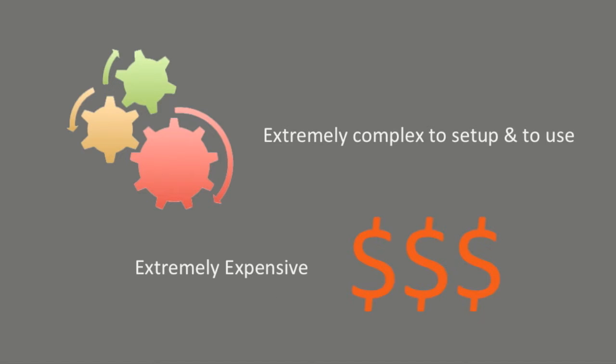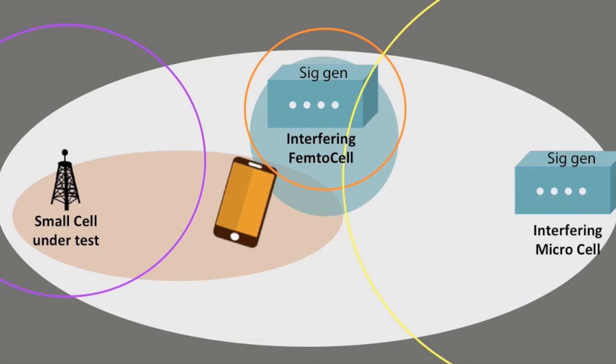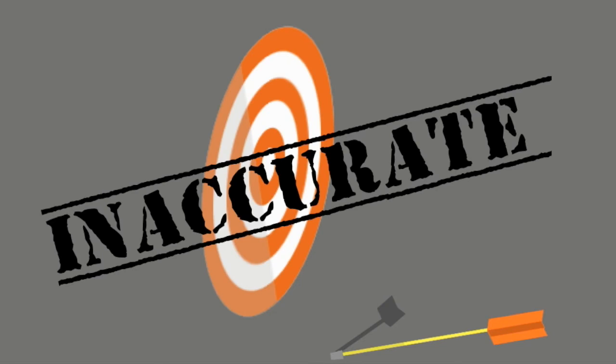Why? Because such a lab environment would be extremely complex to set up and use, and of course extremely expensive. So you probably went for less lab infrastructure and more test equipment. Why does it not solve the issue? It's highly inaccurate. So what's the solution?